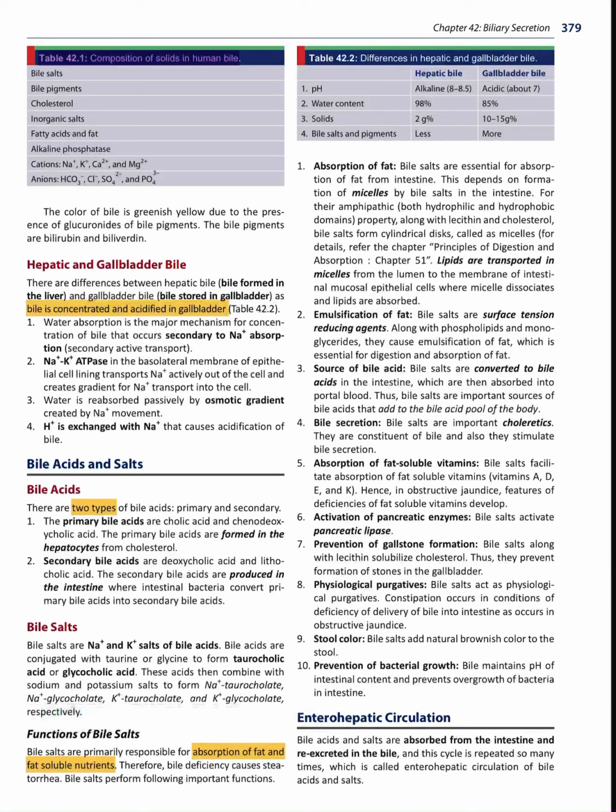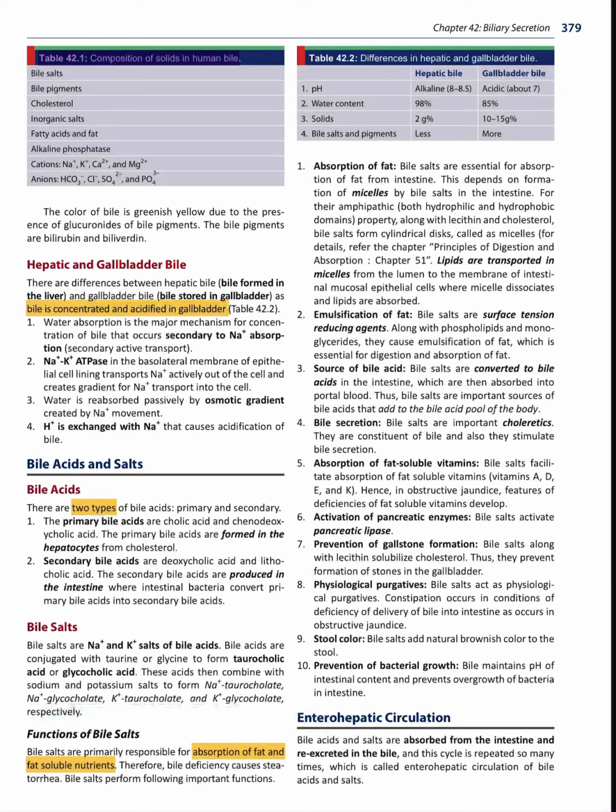So come to the absorption of fat. Bile salts are essential for absorption of fat from the intestine. This depends on the formation of micelles by the bile salts in the intestine, due to their amphipathic property. Along with lecithin and cholesterol, bile salts form cylindrical discs called micelles, detailed in chapter 51. Lipids are transported in micelles from the lumen to the membrane of intestinal mucosal epithelial cells, where micelles dissociate and lipids are absorbed.